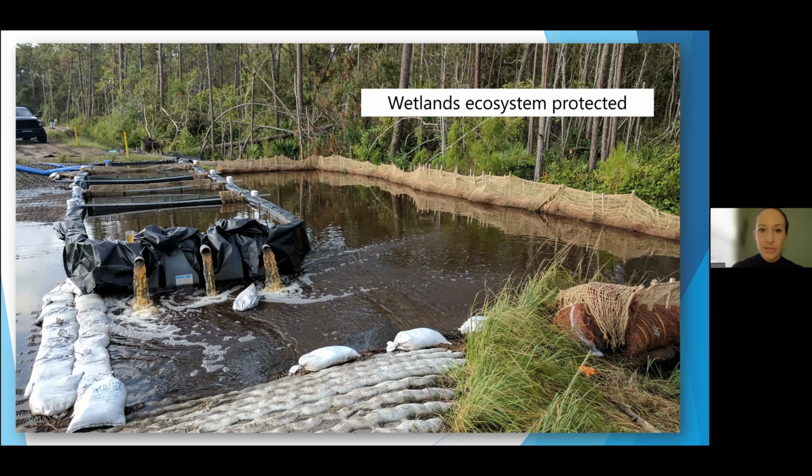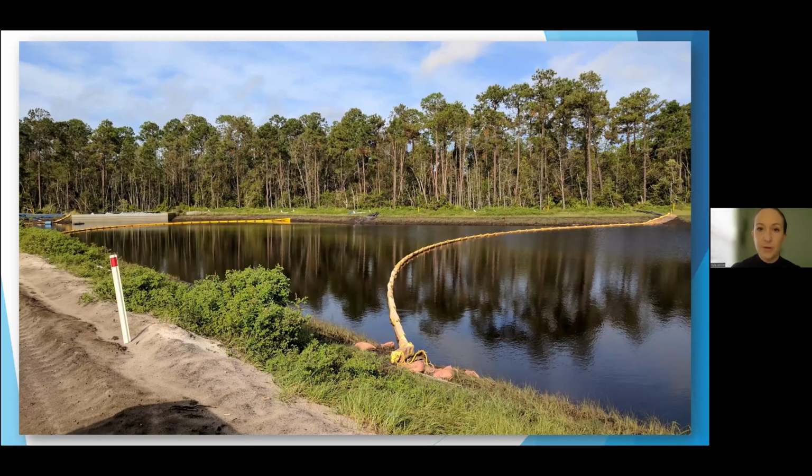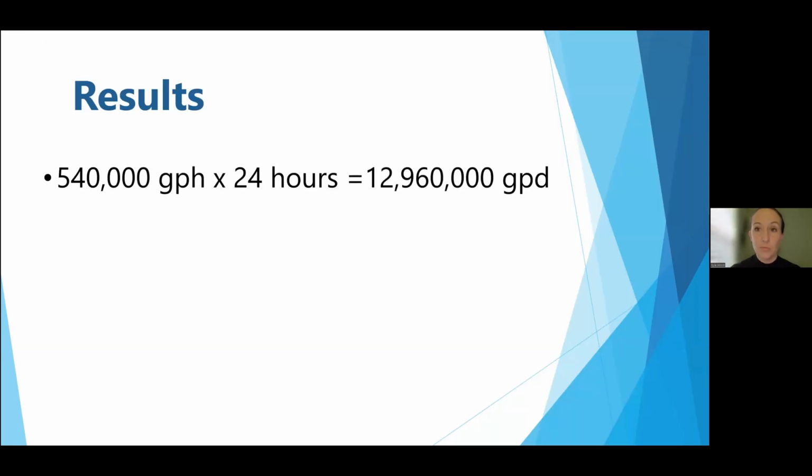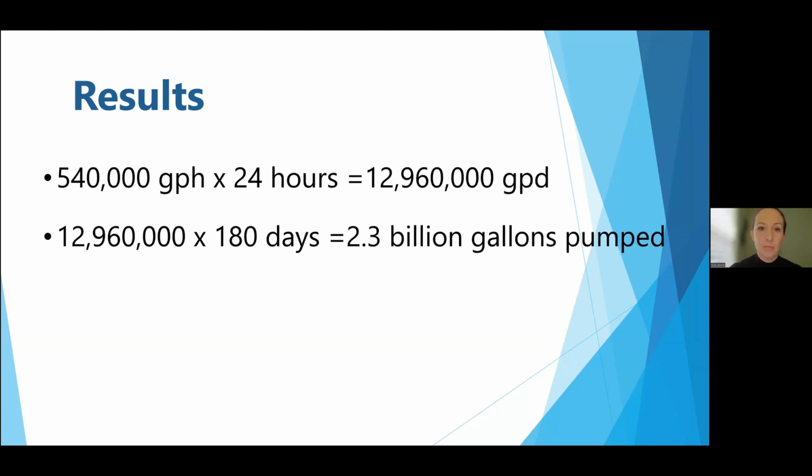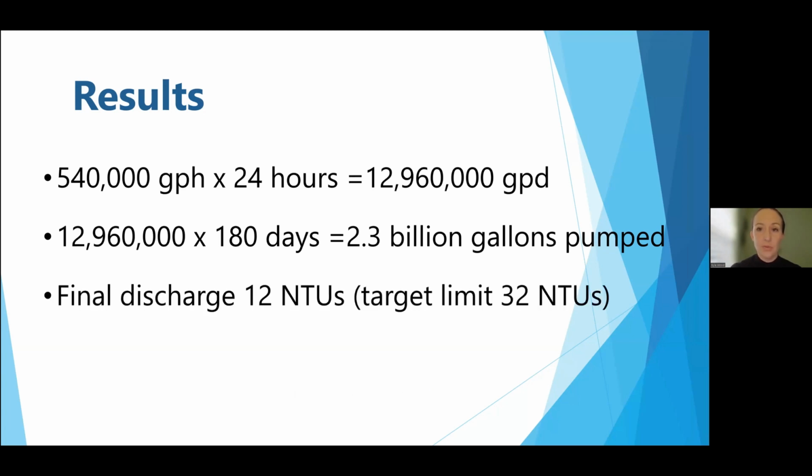So here's the clean pond, and that was the finished pond, and just a really successful project with a lot of water moved. So again, really high flows for an extended period of time, ended up doing about 2.3 billion gallons of water in this project, with that final discharge of 12, which was below that target limit of 32. And again, that was about a 97% turbidity reduction.